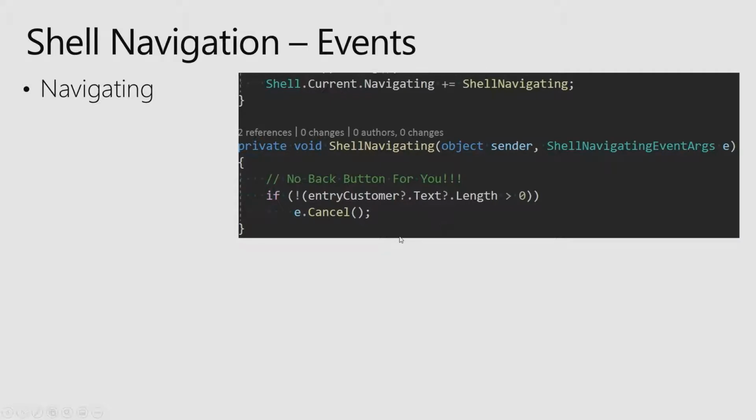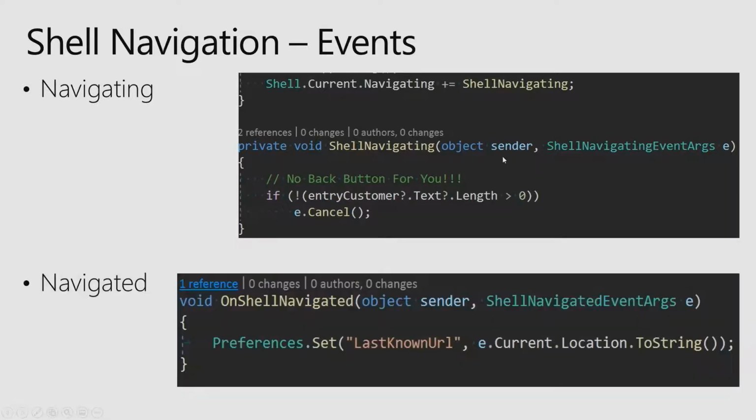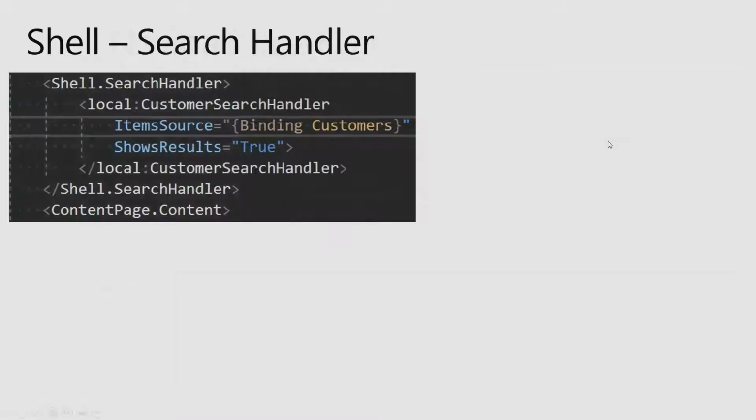You can even look at where they're going, cancel it, and then change where they're going to go to. It's nice because it gives you this really simplified central location to do that. And then, obviously, if there's a navigating, we need a navigated, right? So here it's just different things that you might want to do on navigated. You'll see a sample later where I'm saving off the navigated URL and saving it to preferences that I can use when the application is restarted.